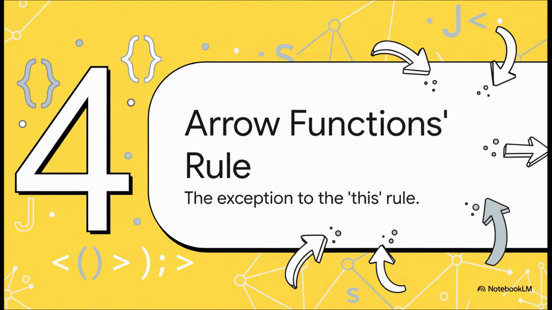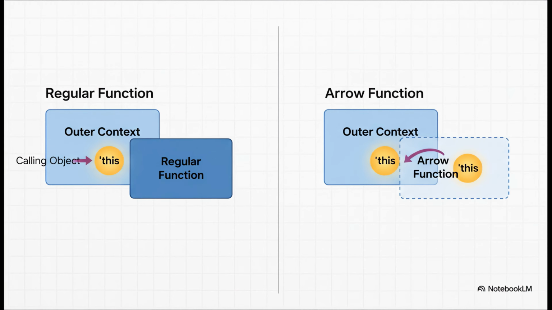Okay, so we've got the main rule down. But of course, in JavaScript, there's always an exception to the rule, right? And for this, that big exception is the arrow function. They play by a whole different set of rules. Arrow functions just throw that whole object before the dot rule right out the window. Why? Because they don't have their own this at all. Instead, if you use this inside an arrow function, it just looks outside of itself and borrows the this from the regular function it's wrapped inside.